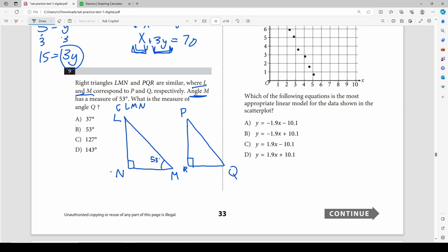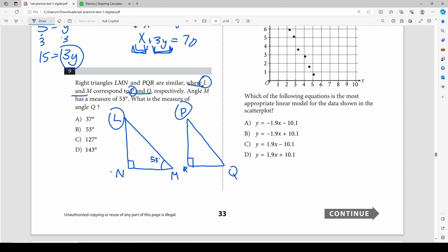So how did I do that? So here, I drew 2 right triangles, and then I just randomly assigned a degree value to one of the sides, right? So when it tells me that angle M has a measure of 53 degrees, I can either put it here or here. I just decided to put it here, right? So next, it tells me that L and M correspond to P and Q, which means that L has to go with P.